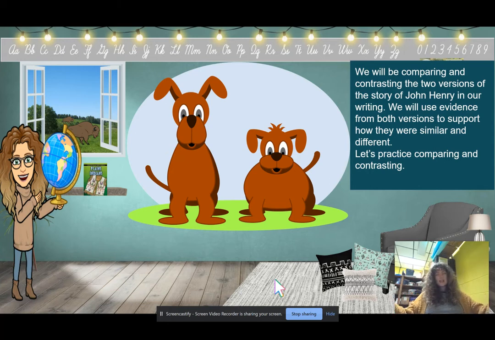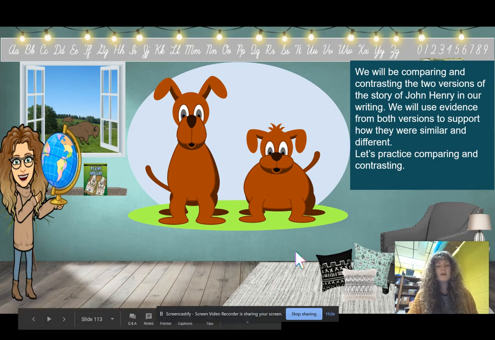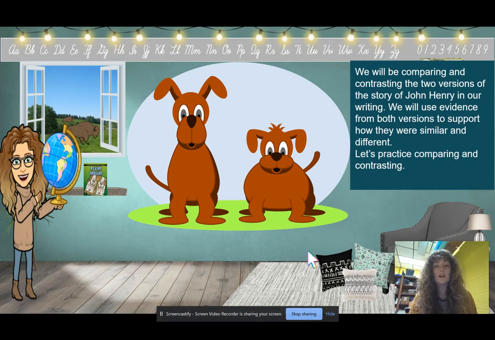Just like I said, we are going to be comparing and contrasting. We will use evidence from both versions to support how those versions were similar, but also how they were different. So we're going to practice comparing and contrasting. Looking at the picture of the dogs, what is something that you see is similar or the same with both dogs? Tell me in the puzzle, what are two things you see that are the same?